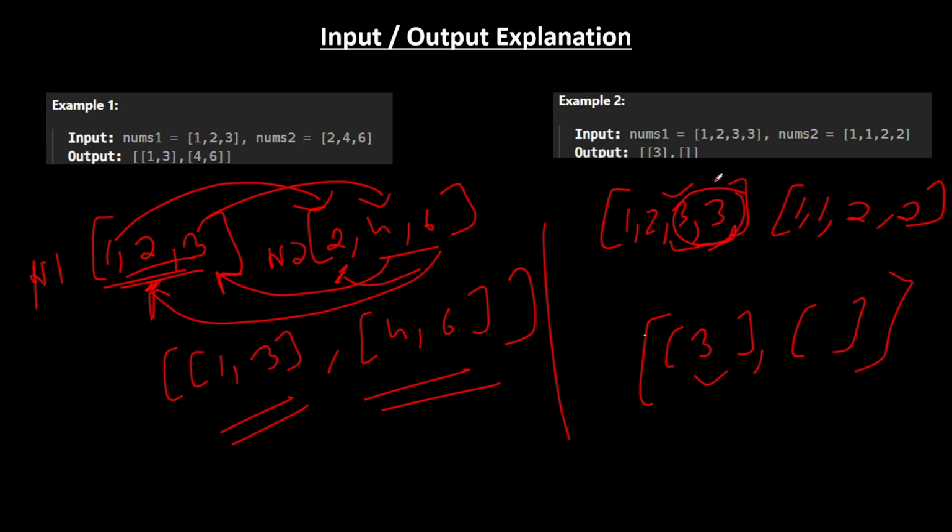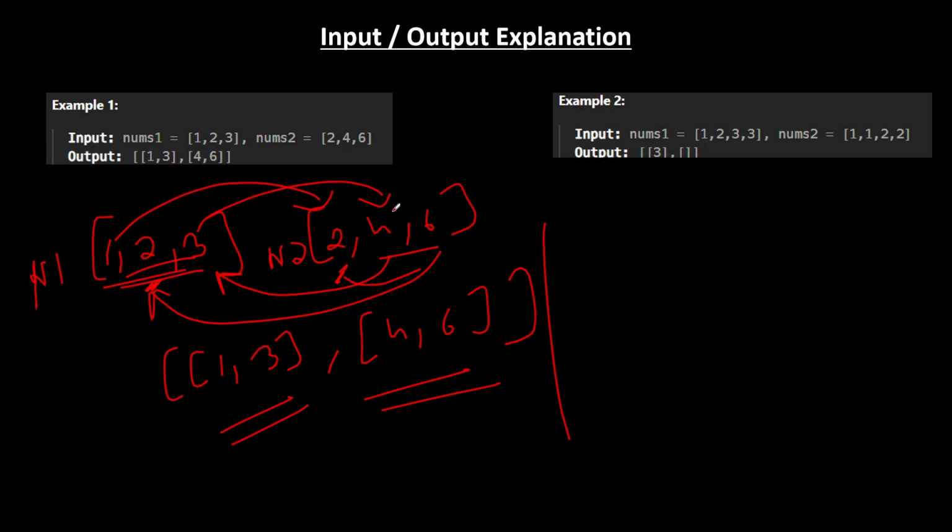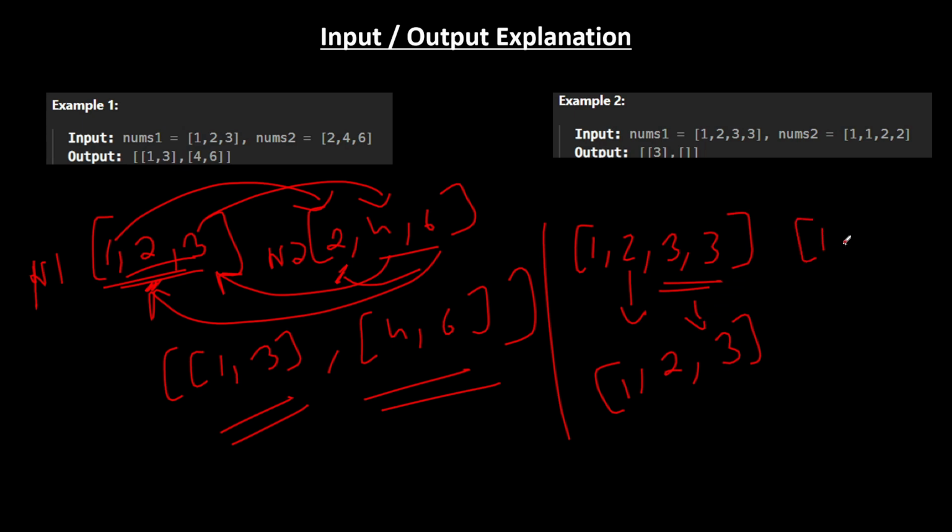For example, since you are given 1, 2, 3, 3, this 3 is only one type, so it will be reduced to 1, 2, 3. I hope you understood what I'm trying to say here. And in the case of 1, 1, 2, 2, having repetitive elements means it's a single element only, so it will boil down to 1, 2.